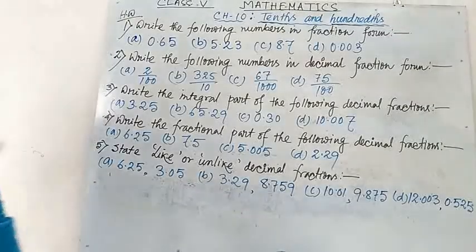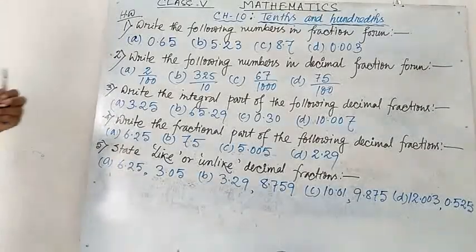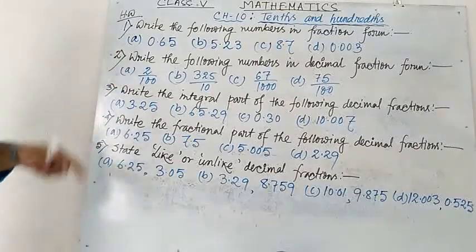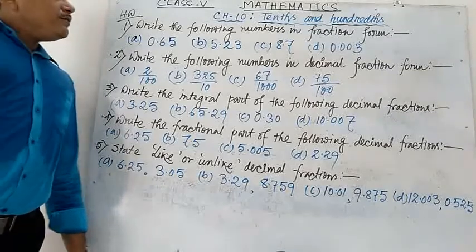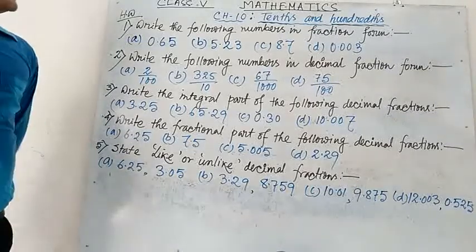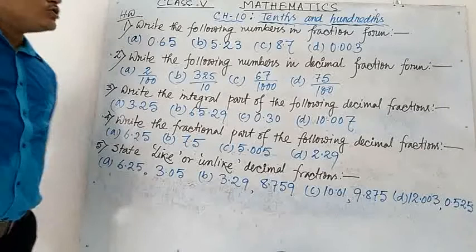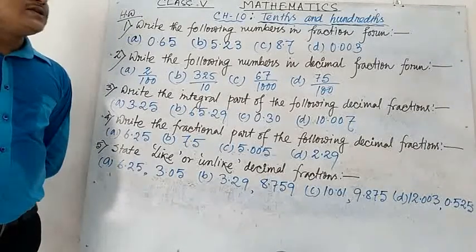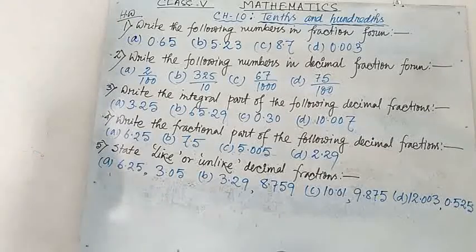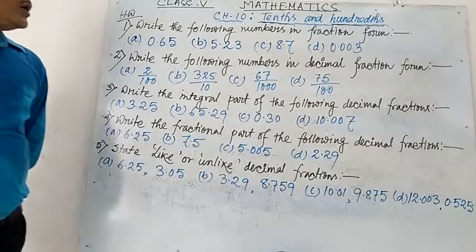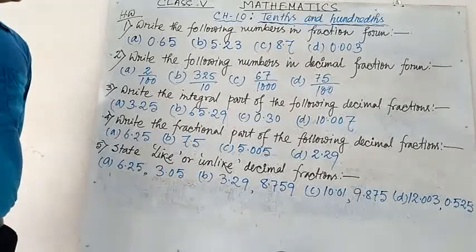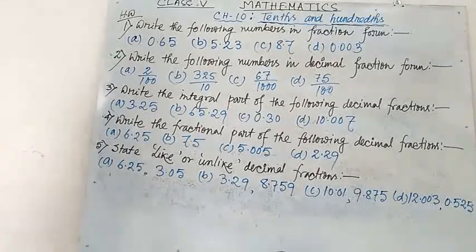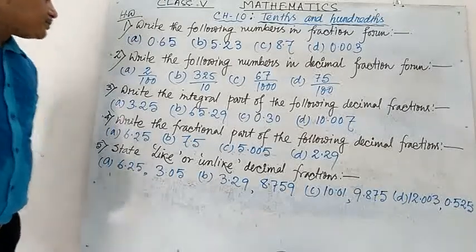Now we have to do some homework. Number 1, write the following numbers in fraction form. A 0.65, B 5.23, C 8.7, D 0.003. Number 2. Write the following numbers in decimal fraction form. A 2 by 100, B 325 by 10, C 67 by 1000, D 75 by 100.